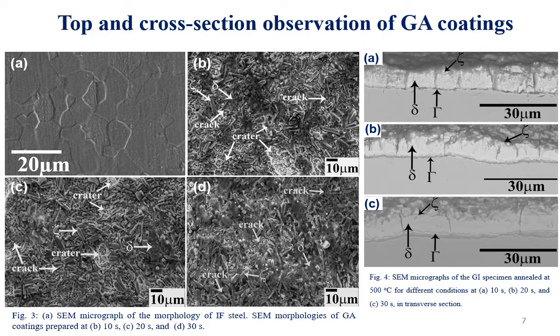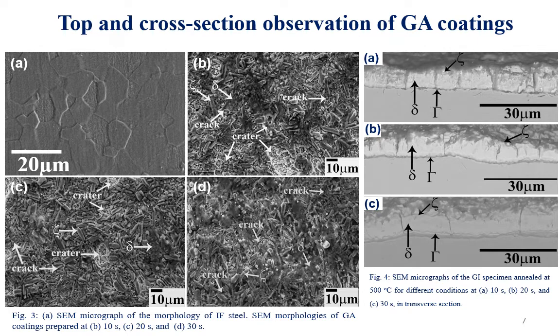It means iron content in the coating increases with increasing galvanizing time from 10 to 30 seconds. And these are the cross-sectional coatings. You clearly observe that the top surface is the zeta phase, the middle is the delta phase, and the interface is gamma. From A to C here, observe that the gamma phase is clearly observed in the coating prepared at 30 seconds galvanizing, because the iron diffusion is more here. That's why you have observed it here.